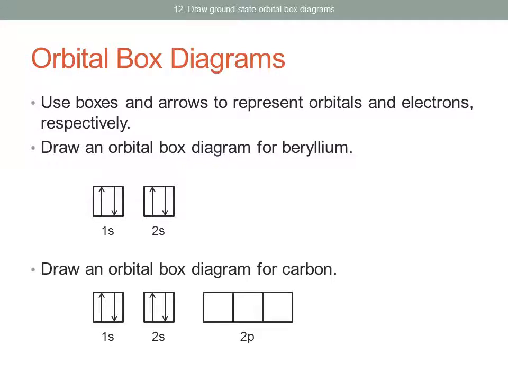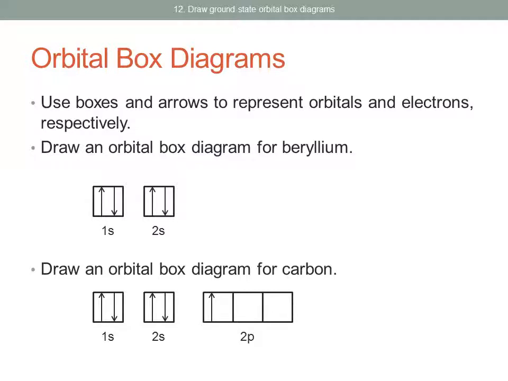Now for a p sublevel, there are 3 orbitals in any p sublevel. So we draw 3 boxes, just like you see here. We label it 2p. Now there are 2 electrons left to go, because we have 6 electrons total. The first electron will always go in the first orbital with a positive spin, just like you see here.